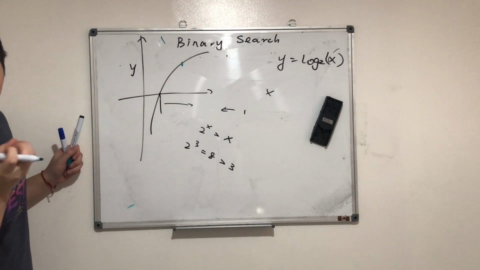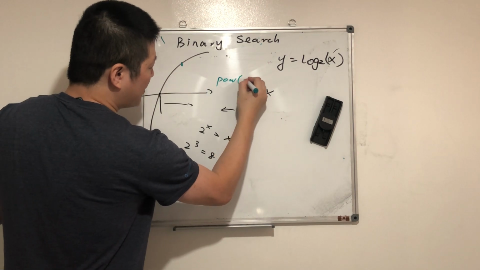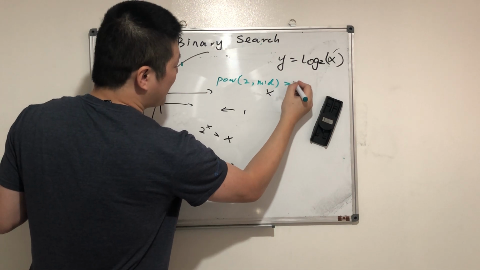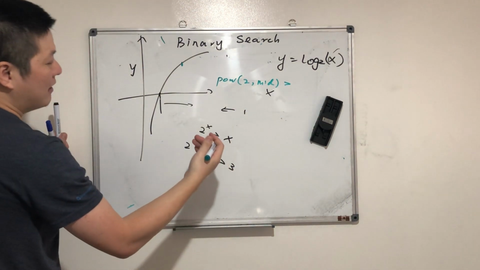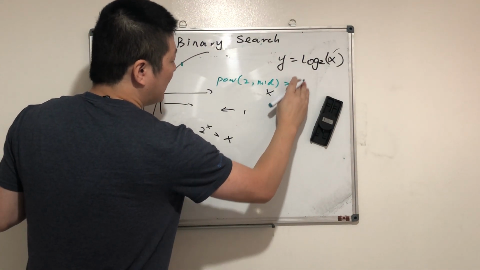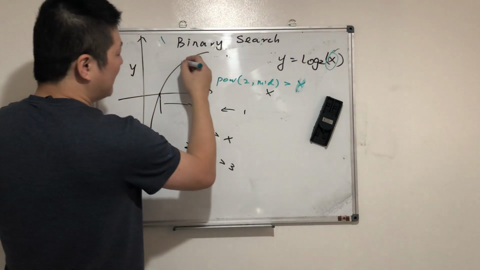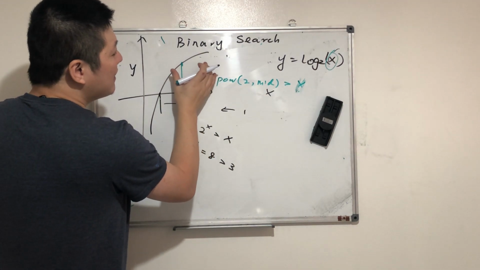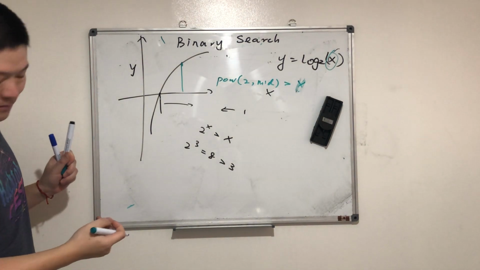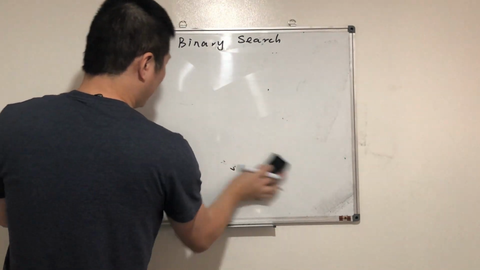we compare if it's actually 2 to the power of this middle value. If 2 to the power of mid is bigger than x, where x is the given input, it means that it's in the lower half. Otherwise, it's in the bigger half. Got it? Okay, so let's do this coding. Maybe coding will make it more clear.